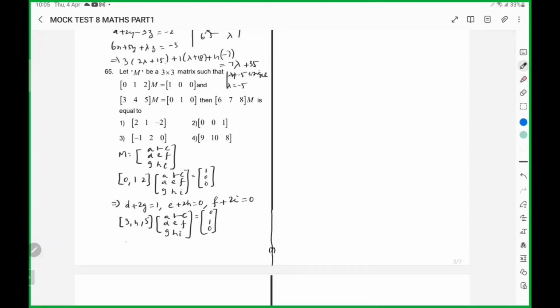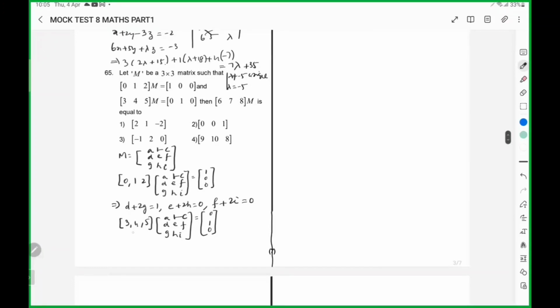So 3A plus 4D plus 5G is 0, 3B plus 4E plus 5H is 1, and 3C plus 4F plus 5I is 0.